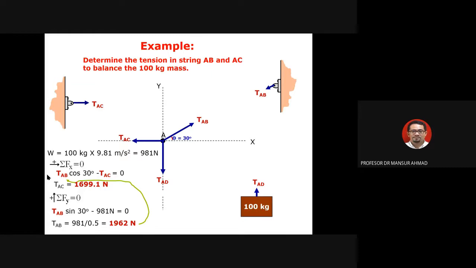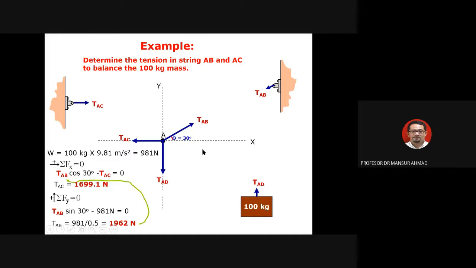See that? So now TAC is the tension in string. The tension force in string AC is equal to 1699.1. So we already solved this, the tension in string AB and the tension in string AC.